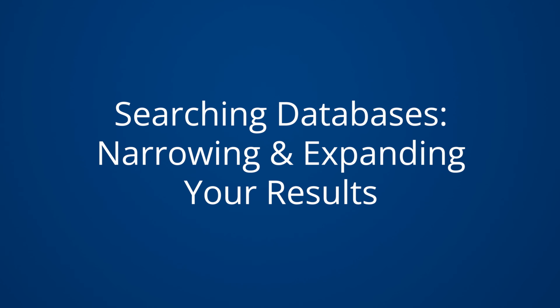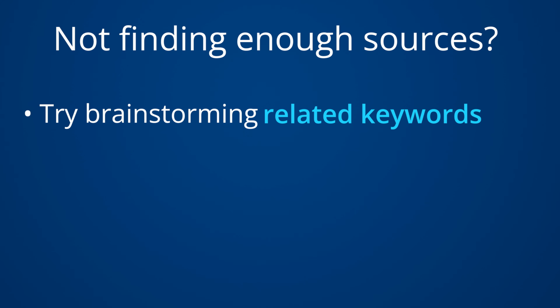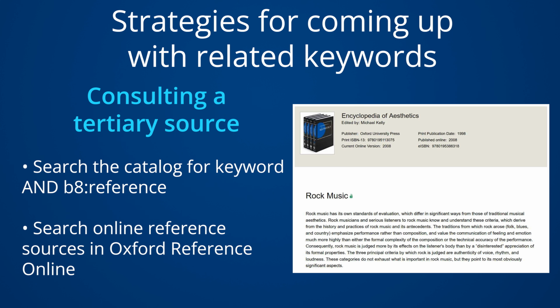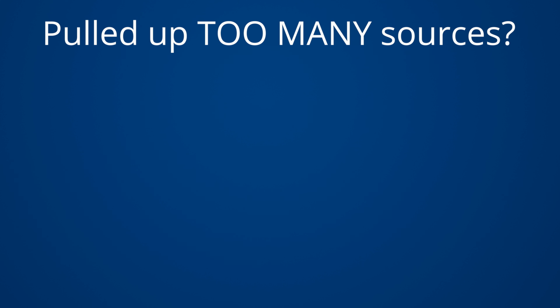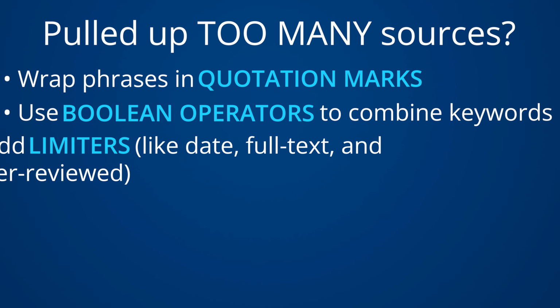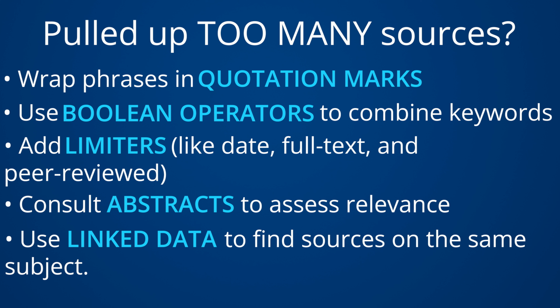Here's some more tips for searching databases. If you're not finding enough sources for your topic, try brainstorming additional search terms related to the ones you're using. A lot of times, scholars use specialized terms to describe a topic that aren't necessarily obvious to a layperson. If, on the other hand, you are getting too many sources, you can use quotation marks, Boolean operators, limiters, abstracts, and linked data to bring down your results, and make the results you do get more immediately relevant to your topic.